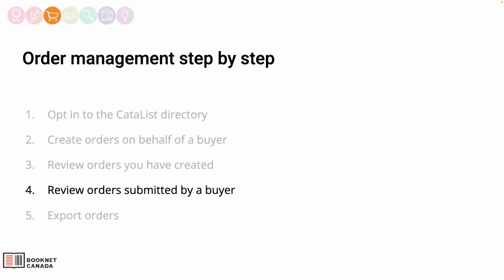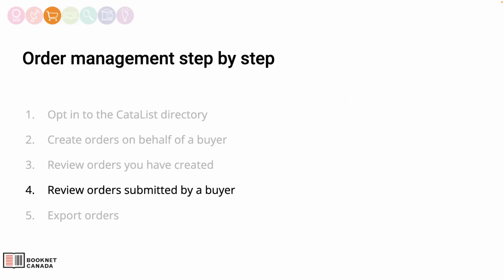If you and your buyer have agreed to a workflow in which they create their own orders and submit them to you, you won't need to do the work of starting a new order or adding quantities. Instead, you'll review orders that you have received from your buyer. When a buyer submits an order to you, you'll receive an email that includes an attached spreadsheet in Excel format with the order details. But if you prefer not to work from your inbox, you can also find all the details in CataList.